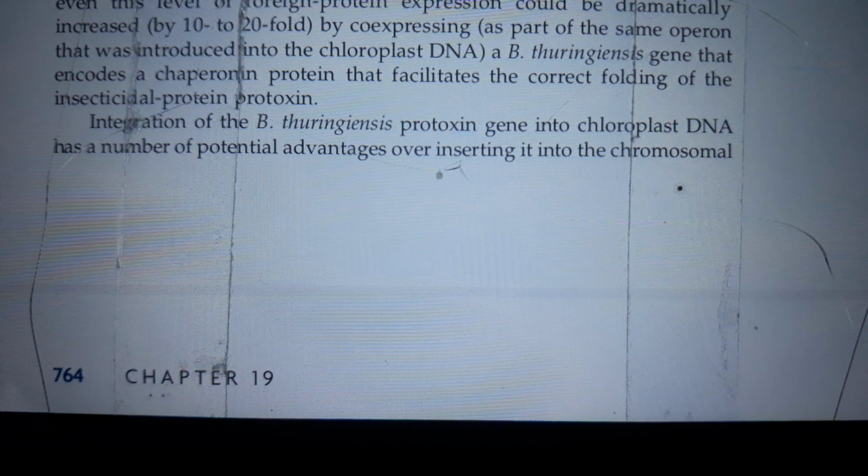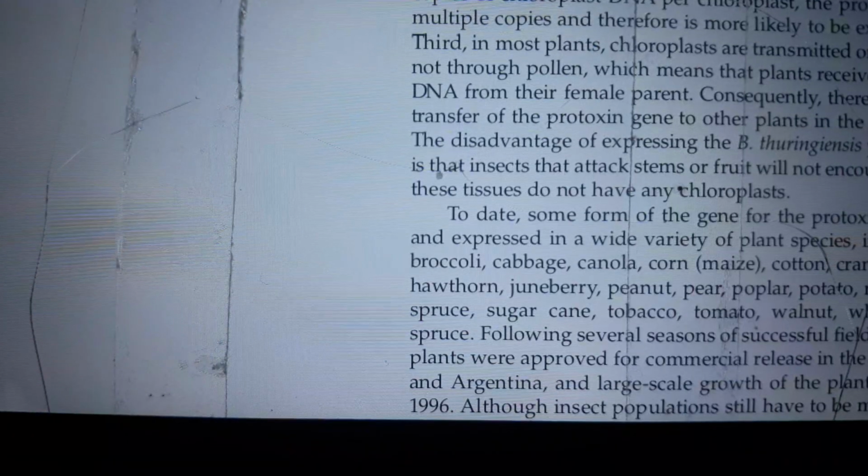In addition, even this level of foreign protein expression could be dramatically increased, by 10 to 20-fold, by co-expressing, as part of the same operon that was introduced into the chloroplast DNA, a Bacillus thuringiensis gene that encodes a chaperone protein that facilitates the correct folding of the insecticidal protoxin. Integration of the Bacillus thuringiensis protoxin gene into chloroplast DNA has a number of potential advantages over inserting it into the chromosomal DNA.